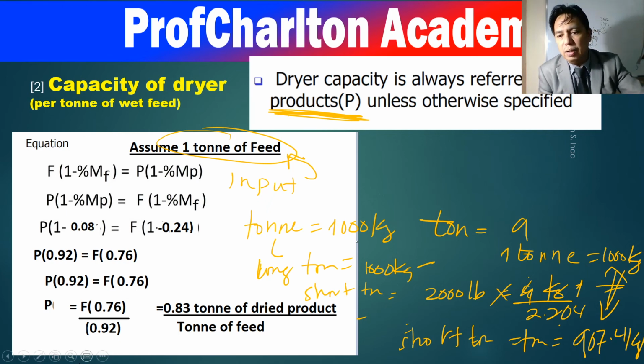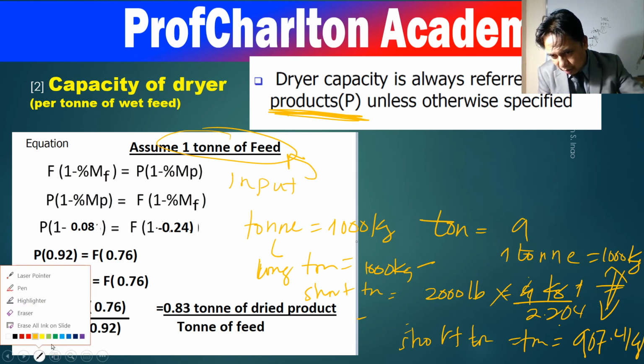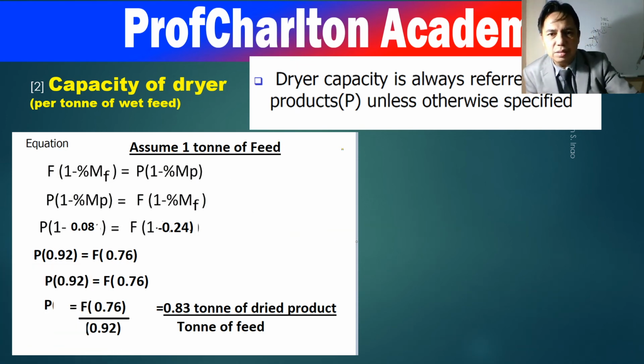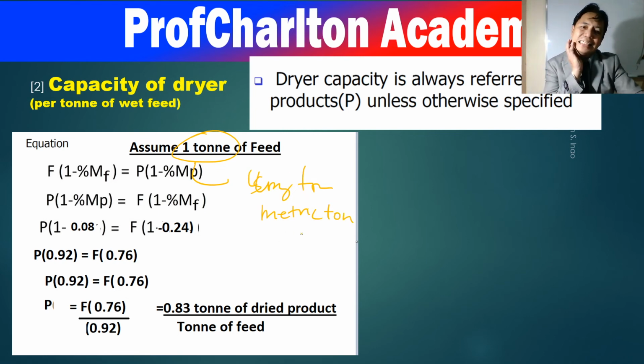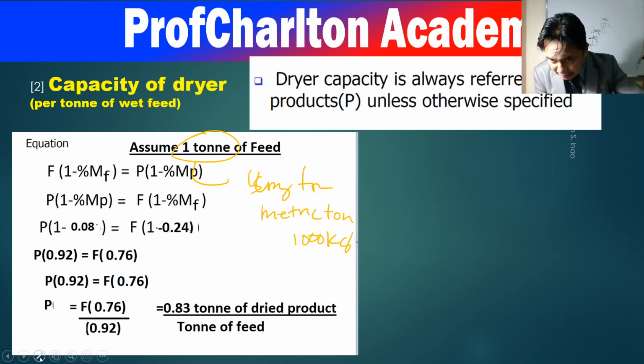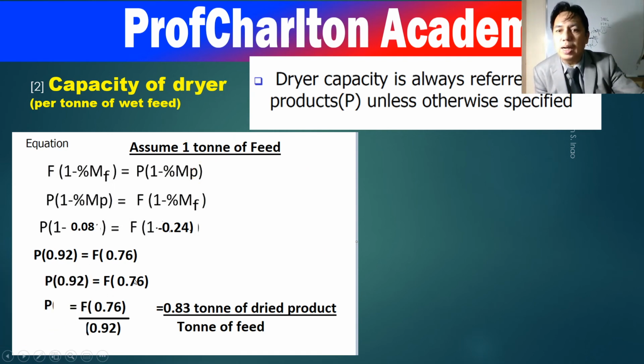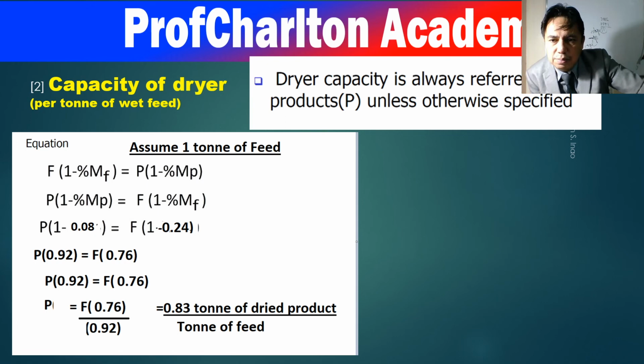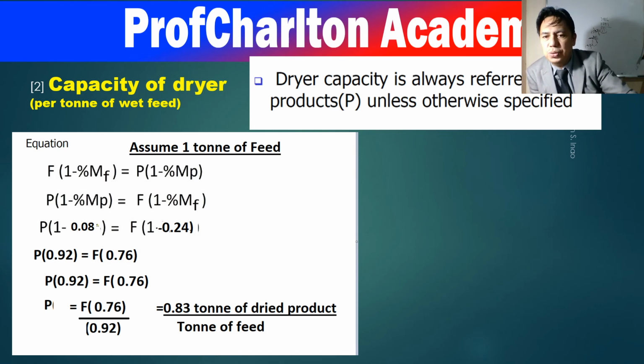So now here we assume a long ton or metric ton, which is 1,000 kilogram. So we are going to assume that our feed is 1,000 kilogram. So here is the equation. Bone dry mass is constant: the bone dry mass of the feed equals the bone dry mass of the product. So all you have to do is to substitute values.